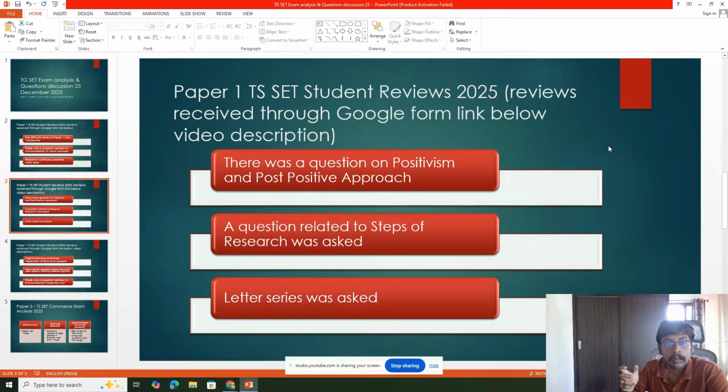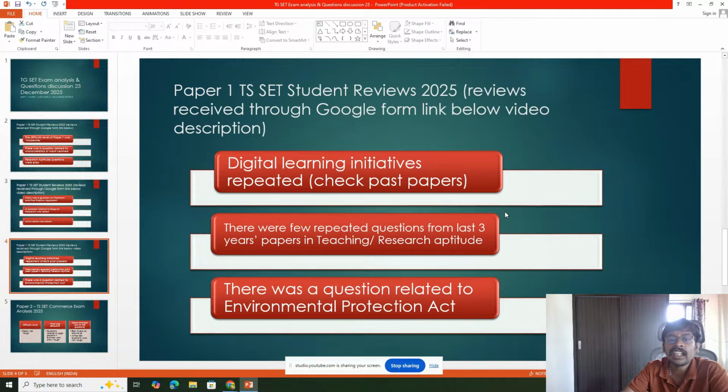From data interpretation, there was a question related to letter series. The letter series concept was asked in the data interpretation part, and digital learning initiatives questions were repeated. If you check the past, these questions appeared in past papers also. Online learning, SWAYAM, MOOCs, there were questions on digital learning initiatives. On day 1 also, on day 2 also, the concept got repeated.